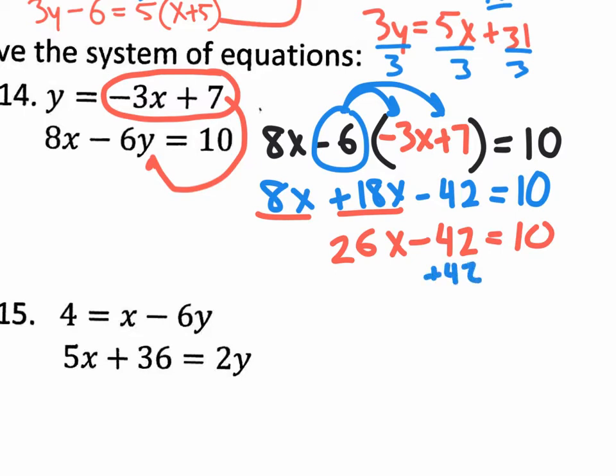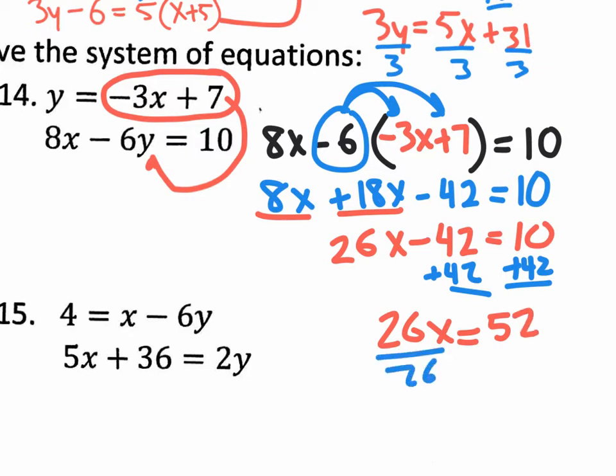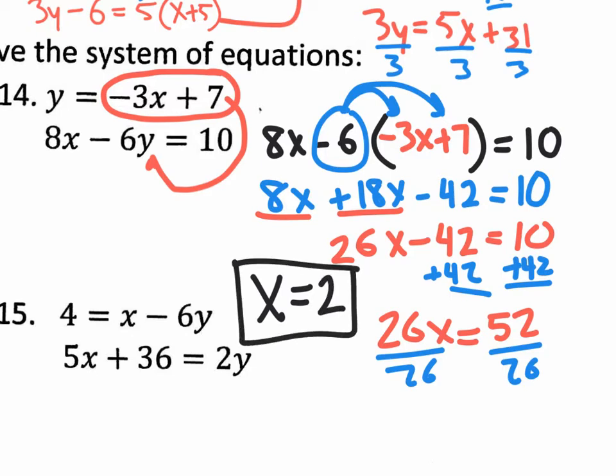Add 42. Add 42. We're going to end up with 26x equals 52. And luckily, when we divide by 26 and divide by 26, we get the answer x equals what? 2. Yay? So we have one answer.